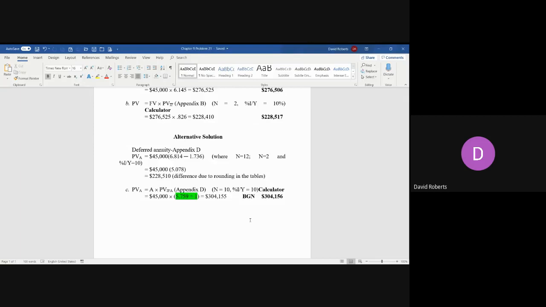You go compute PV, and you wind up with 304,156. And if you notice, compared to part A, by simply receiving the payments at the beginning of the time period compared to the end, it's approximately $28,000. The 304 minus the 276. So it's quite a bit more money by simply getting your payments a year earlier. And that's the end of this particular problem.